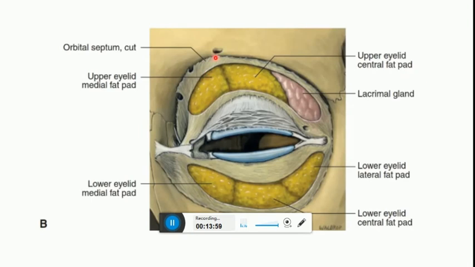Now, if we cut the orbital septum, what will be posterior? Posterior, there will be orbital fat pads. Orbital fat pads, also known as pre-aponeurotic fat pads, behind the superior septum.